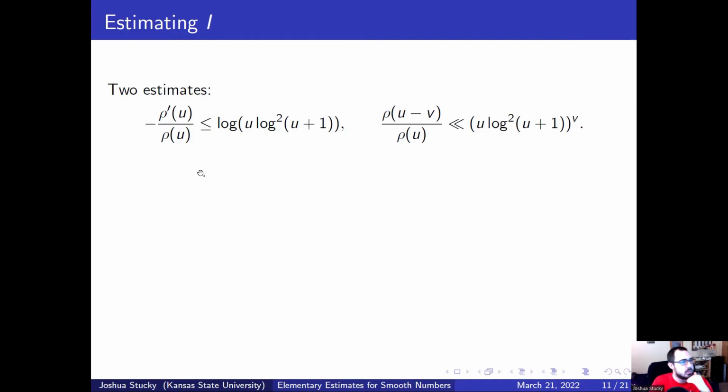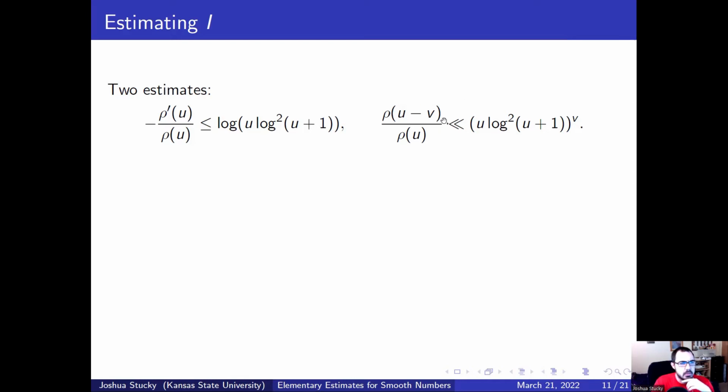We do need 2 estimates. One of them is just the quotient of the derivative and the function. You can bound it by this logarithmic expression, which is essentially tight up to this power of log. I think asymptotically, this is really like log u plus log log u. So this is a pretty tight estimate. And then what you can do is use the differential equation for rho and essentially iterate it for v.